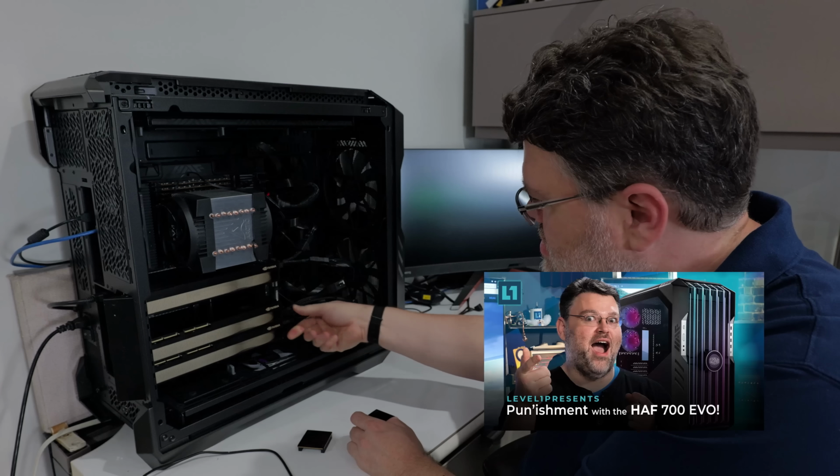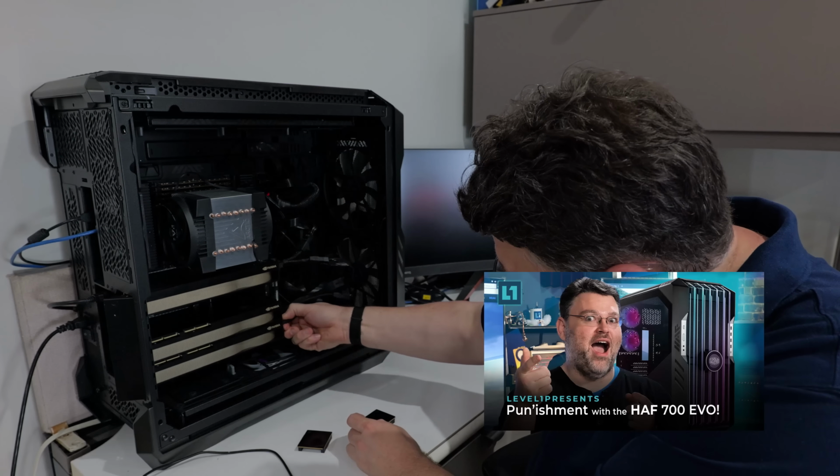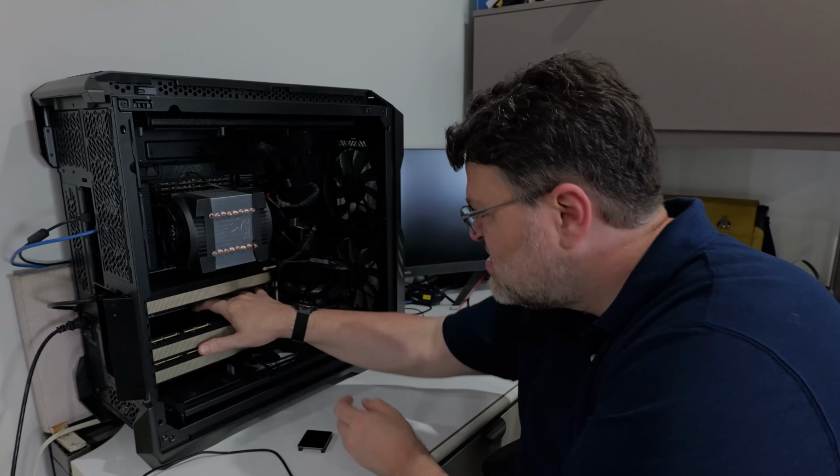G'day, loser, we're going machine learning-ing again. With Falcon Northwest rack systems, but also a system that I built in a Cooler Master tower, but also taking a look at Supermicro, what they had in their ready-made workstations, because these are three very different solutions to three very different problems. Let's dive in and take a closer look.